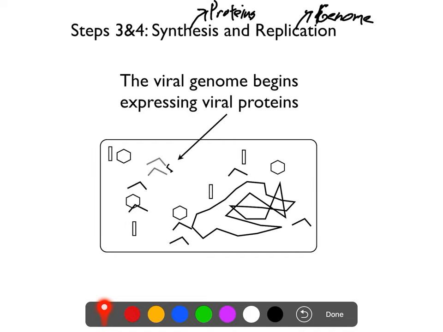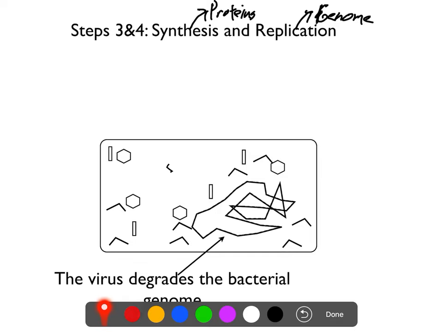So here you can see all of these pieces of the virus. You've got your capsomeres, you've got the portions of the tail, you've got the little bits of the legs. Those are all being made, and you make bunches of them. At the same time-ish, you are also going to degrade the bacterial genome. So you can see here that the genome has been cut apart into little pieces.